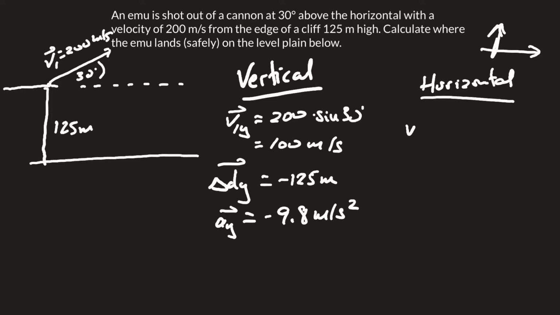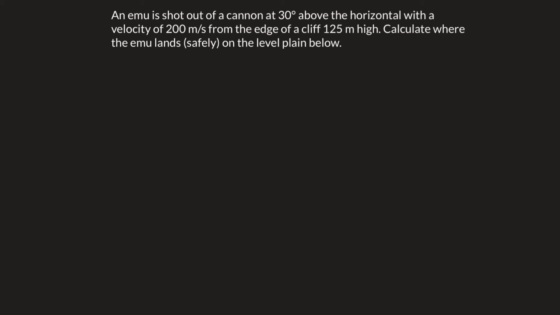So horizontally, all we have is v1x. That's going to be 200 times, oh, that should be cosine of 30, which is going to give us 173 meters per second. And that's positive because it's in the forward direction. So given what we know, we're going to try to relate everything through time as usual.